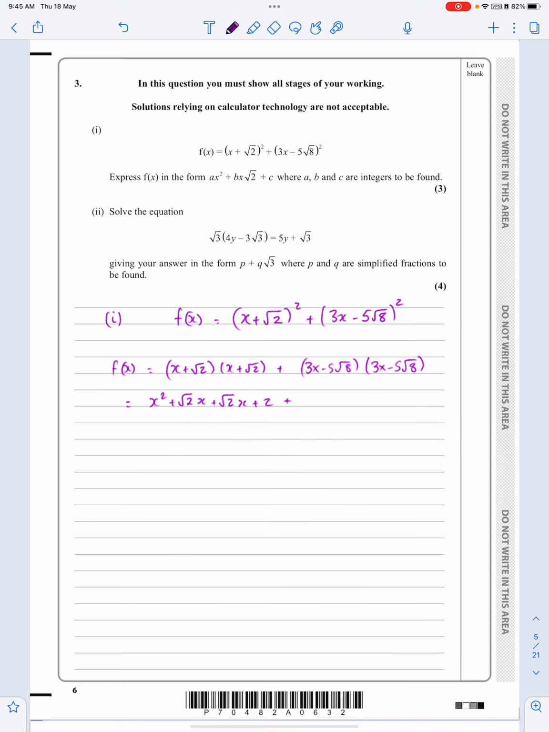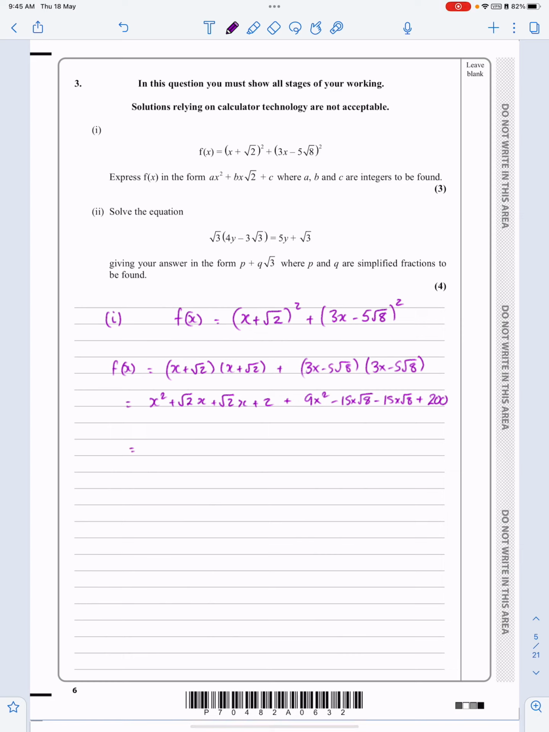And then I'm going to have, from this one, 9x squared. I'm going to have minus 15x root 8. I'm going to have another minus 15x root 8. And then I'm going to have plus 5 root 8 times 5 root 8. Do it on your calculator if you want to. I do it as being 5 times 5 times 8, but either way, that comes out to be equal to 200 there.